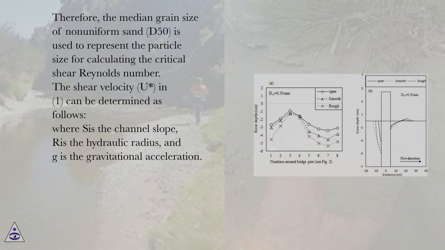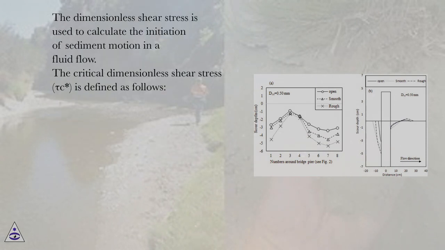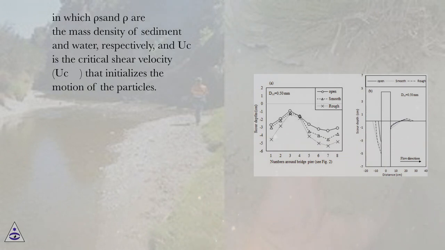Where S is the channel slope, R is the hydraulic radius, and g is the gravitational acceleration. The dimensionless shear stress is used to calculate the initiation of sediment motion in a fluid flow. The critical dimensionless shear stress, τc, is defined as follows, in which ρs and ρ are the mass density of sediment and water, respectively, and uc*, the critical shear velocity, initiates the motion of the particles.